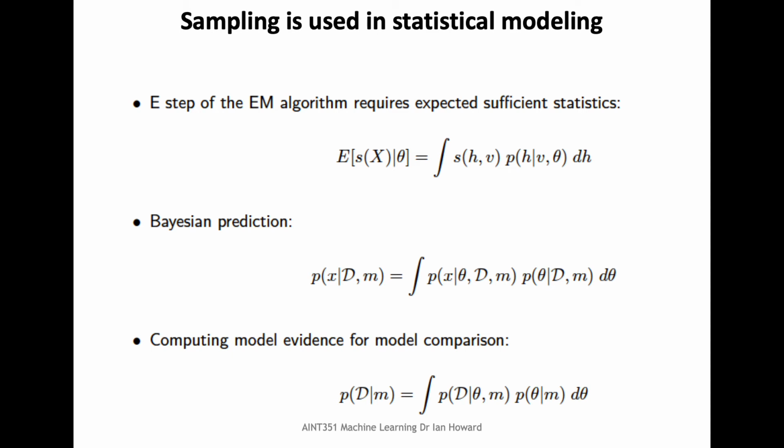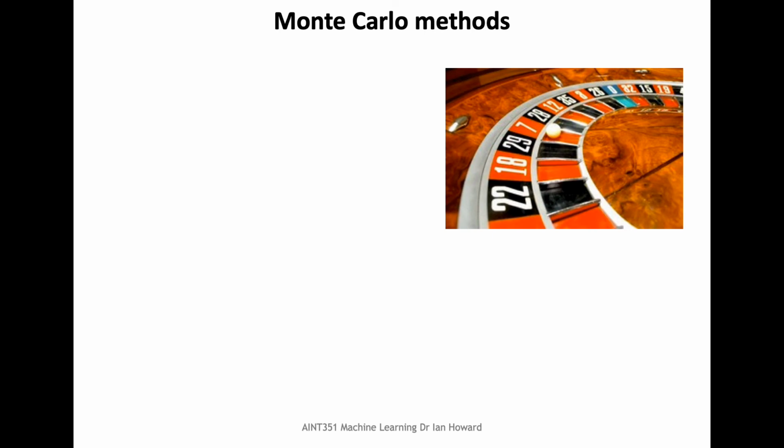So there are lots of applications for these things in machine learning. This is the expectation maximization algorithm, making predictions, doing calculations in certain Bayesian calculations, and model comparison techniques. We're not going to talk about these things in the course, but just to let you know that that's the sort of thing you can use these things for.